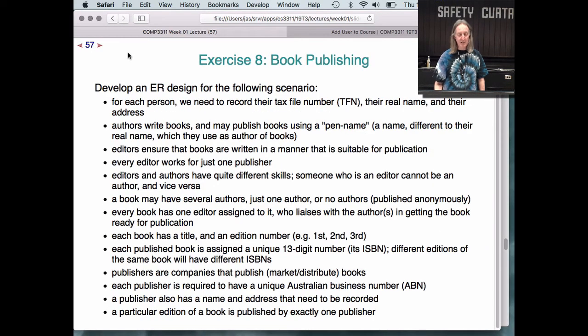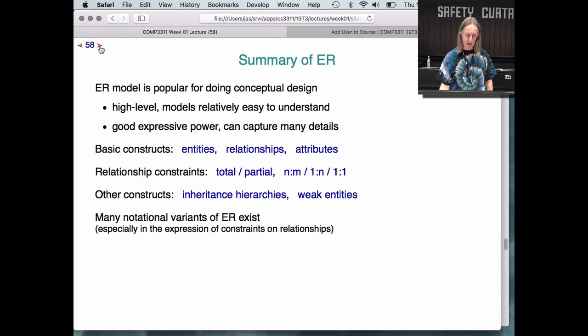Right, so there's another example, book publishing, also in the exercises. It's going to take too long to go through that here, so let's press on. So, entity relationship model, very useful for doing data modeling, building a design that is reasonably easy to understand. You can structure it hierarchically. Here's all my entities, here's the relationships between all the entities.